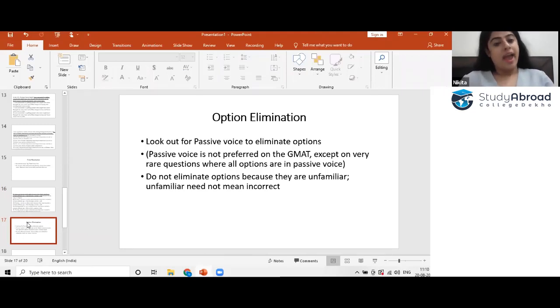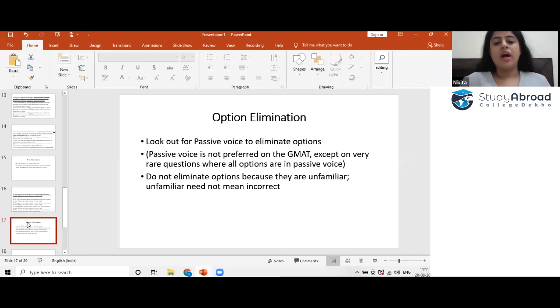Okay, now another set of points that we need to take care of while approaching sentence correction questions: look out for passive voice to eliminate options. I mentioned it earlier as well, that GMAT does not prefer passive voice, except in the rare case that all the options are in passive voice and you have to make a choice from the passive voice itself. Otherwise, if one or two options are in passive voice and the rest are active, then you have to go with the active one and not the passive one.